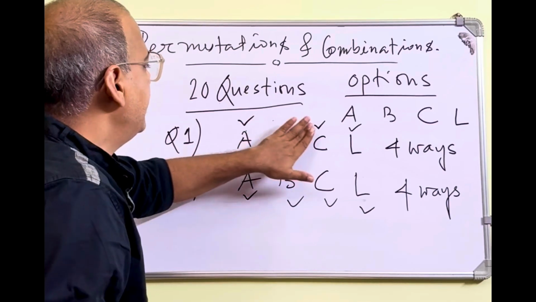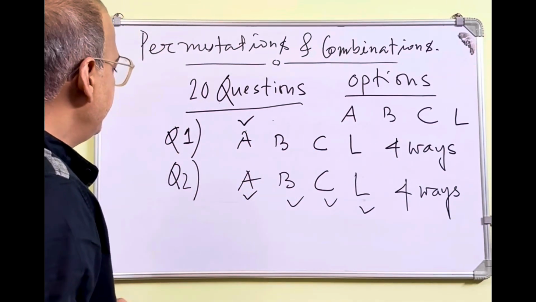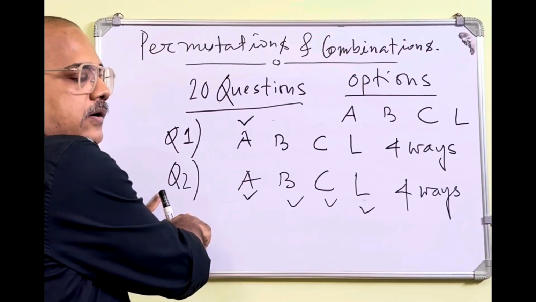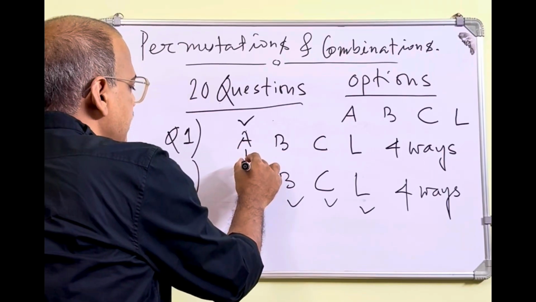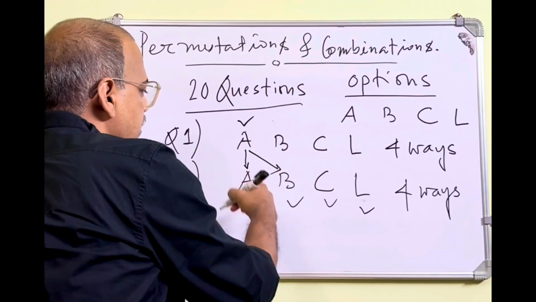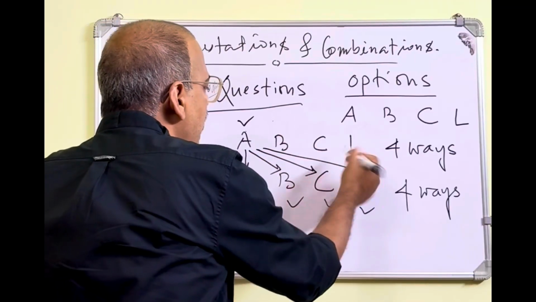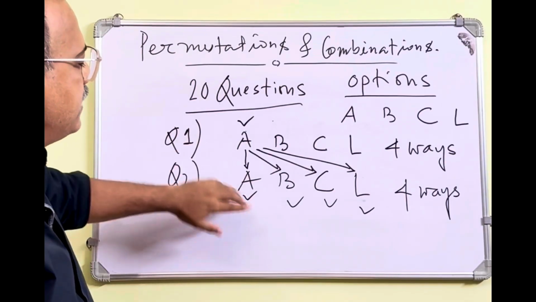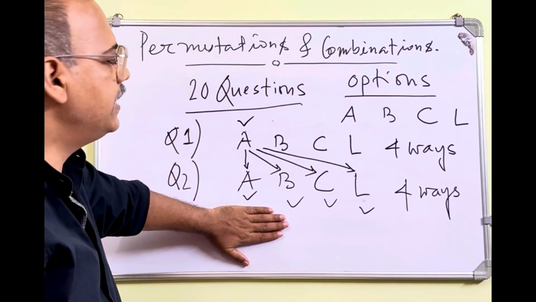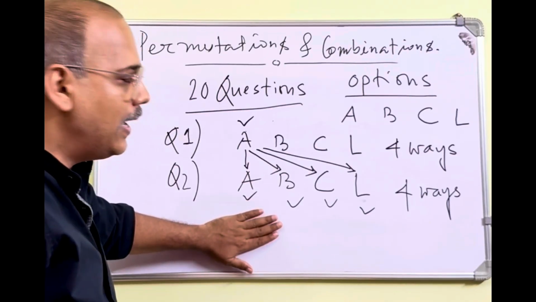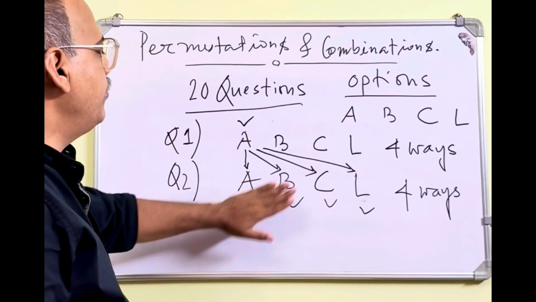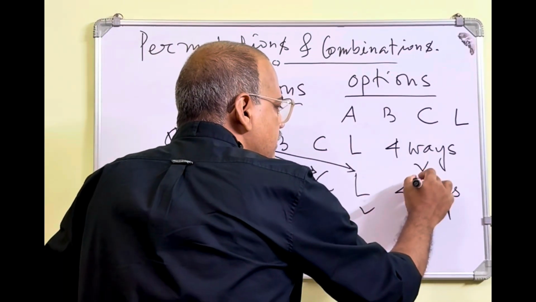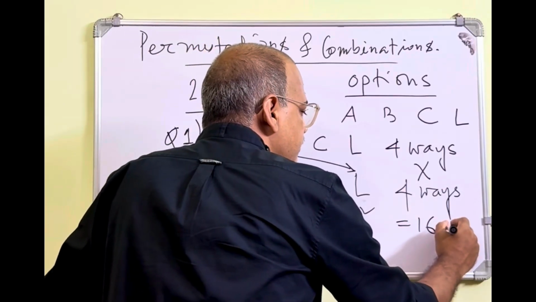Now let's say you have chosen option A for question number 1. How many different ways can you choose for question number 2? You can choose A, B, C, or you can leave. So for every single option chosen for question number 1, you have 4 different ways for question number 2. Now if we apply the counting principle of multiplication, how many ways can we choose question number 1 and question number 2? It's simple. 4 times 4, 16 different ways.